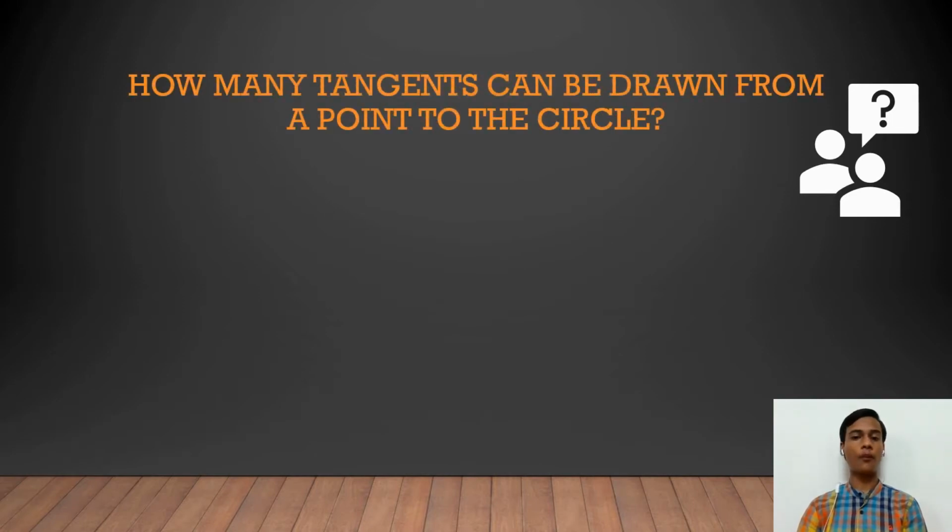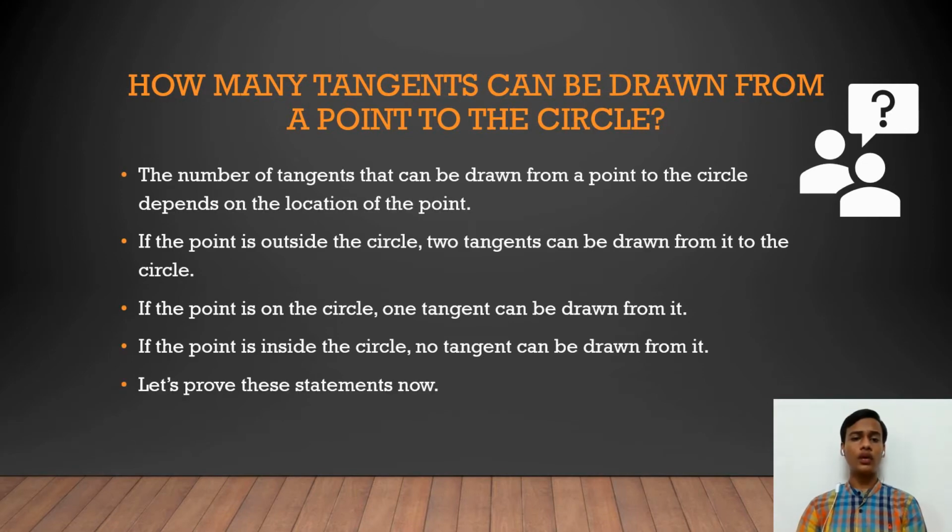Now that we are aware of the definition of a tangent, let us think about how many tangents we can draw from a point to the circle. The number of tangents that we can draw from a given point to the circle depends on the location of that particular point. If that point is located outside the circle, exactly 2 tangents can be drawn from it to the circle. If that point is located on the circle, exactly 1 tangent can be drawn from it. And if the point is located inside the circle, we cannot draw any tangent from it to the circle. Now, let's prove these statements.